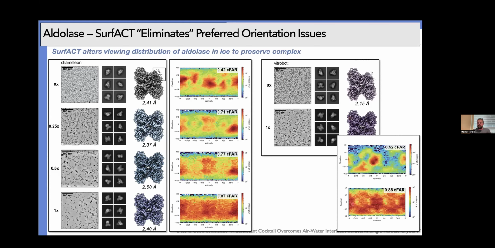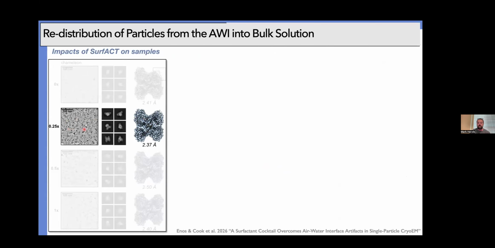And then you can see here the differences in the elevation plots, right? So it works great. Now, one thing I do want to highlight, which we found very interesting, is coming from this 0.25x.